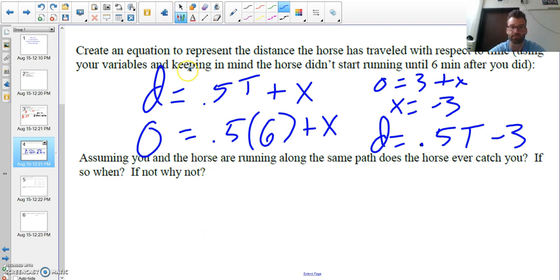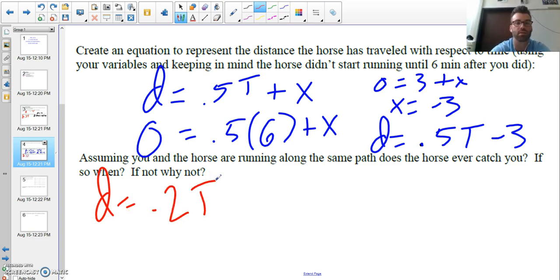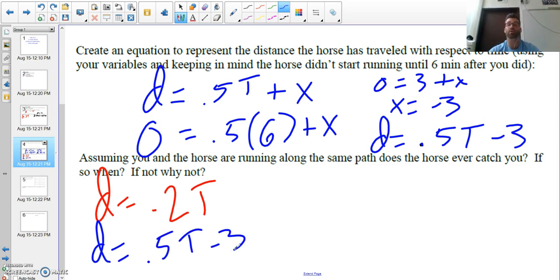Okay. The second part of the question says, assuming you and the horse are running along the same path, does the horse ever catch you? If so, when? If not, why not? All right, well, I have two equations. I have d equals 0.2t, and that last equation, d equals 0.5t minus 3. Okay, so I have two equations with two unknowns, d and t. So I have to solve this system of equations.